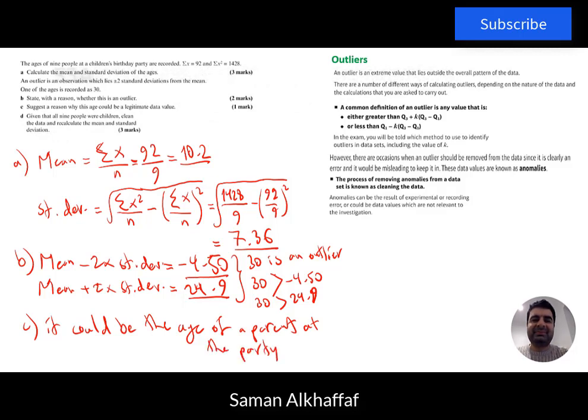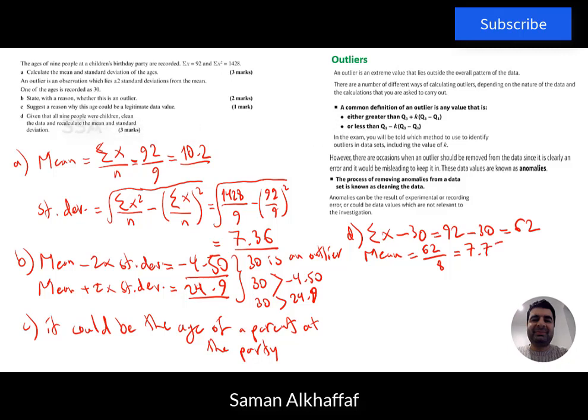Now for part D, given that all 9 people were children, clean the data and recalculate the mean and standard deviation. So in this scenario, for part D, we have the summation of x, and we take away 30 from it, and that would give us 92 minus 30, which will give us 62. Now to find the mean, we would have 62 over 8, because we reduced it by 1 attendee, and that would give us 7.75.